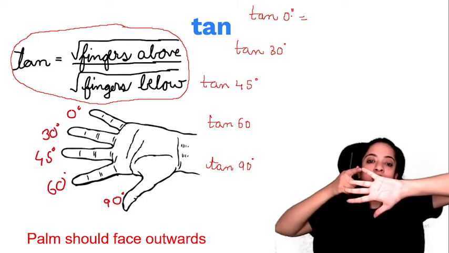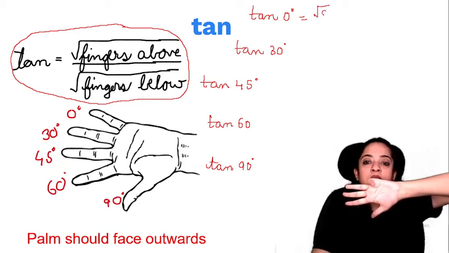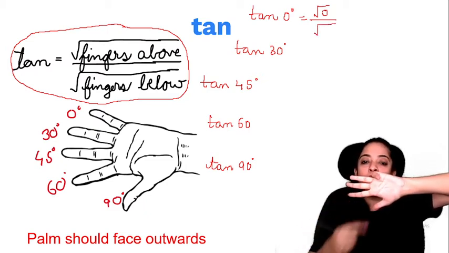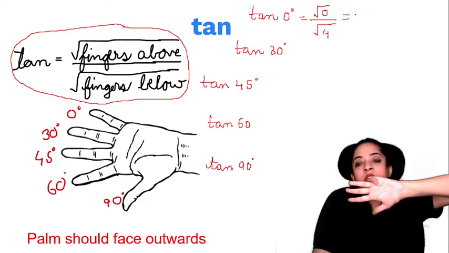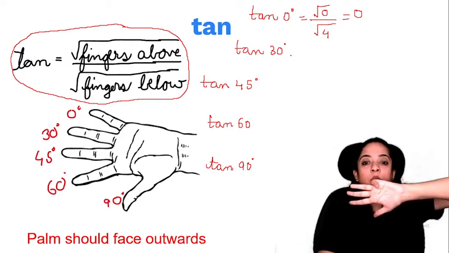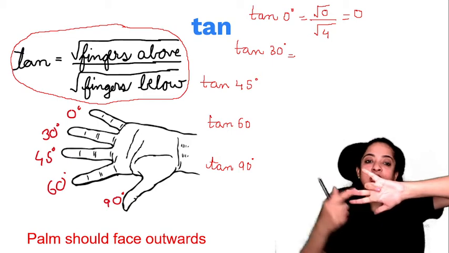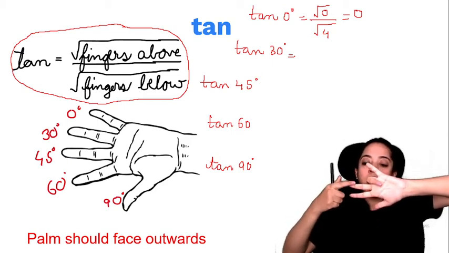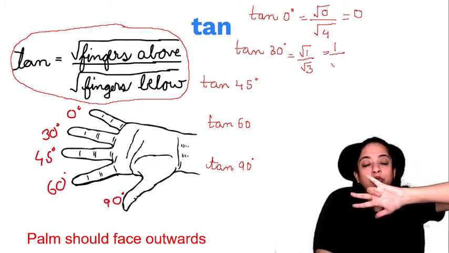Okay. Now tan 0, I will have to fold this. Are there any fingers above? There are 0 fingers above. Divided by, this time it is not 2 below, this time it is square root of fingers below. How many fingers are below? 4. So anyways, because in the numerator there is a 0, the tan 0 value will remain 0. Now see tan 30, 0, 30. Just fold this. How many fingers above? 1. How many fingers below? 3. So square root of 1 by square root of 3, which is nothing but 1 by root 3.